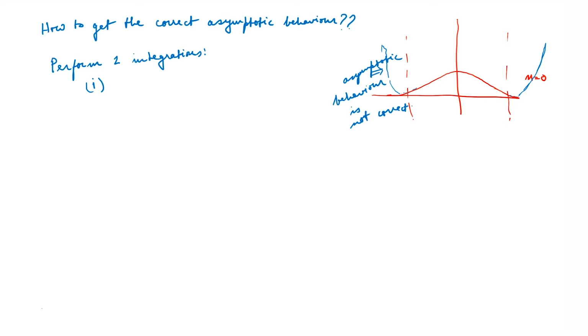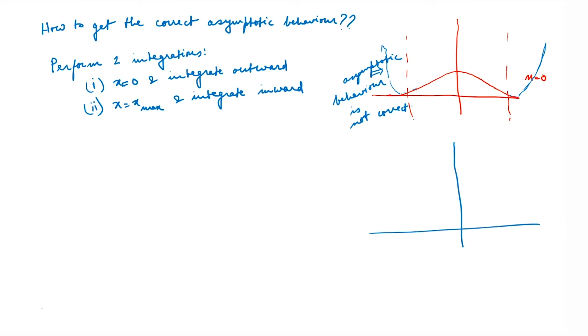The first integration will start from x equals 0 and integrate outward, and the second integration will start from x equals x max and integrate inward. So, if this is my potential energy and I am trying to integrate up to this limit, this is my x max. I will start one integration from x equals 0 and move outward. I will start another integration from x equals x max and move inward. So, this tells me that at some point these two must match.